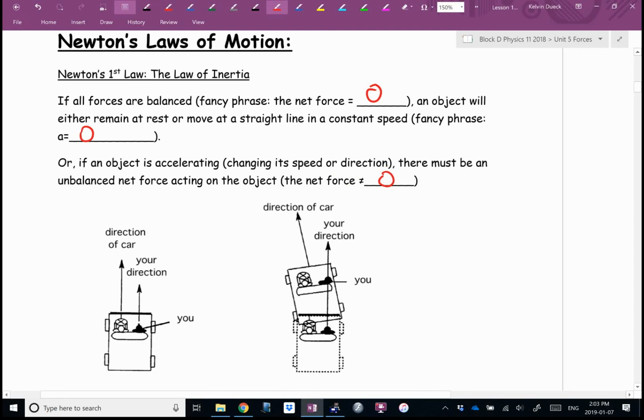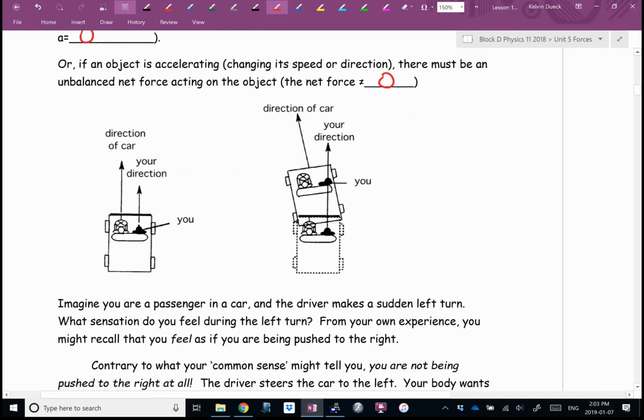I'd like you to imagine that you're a passenger in a car and the driver makes a quick left turn. What do you feel during the turn? Probably you feel like you're getting pushed to the right.